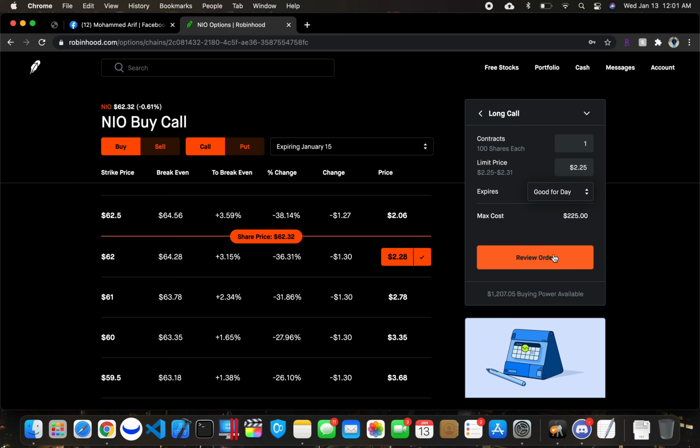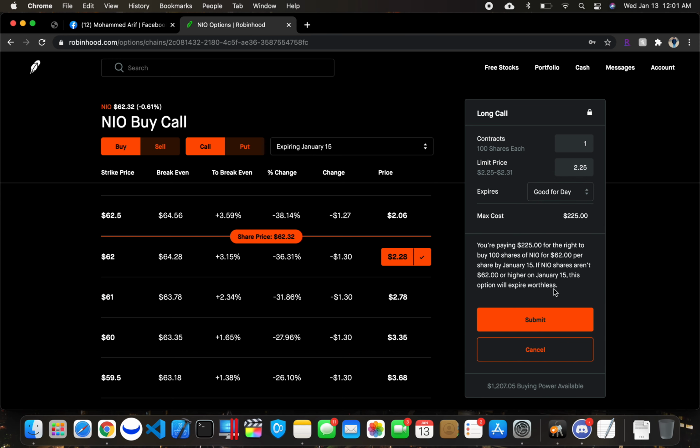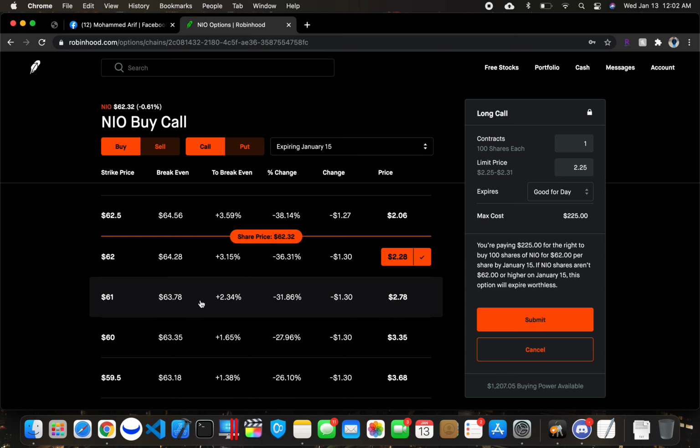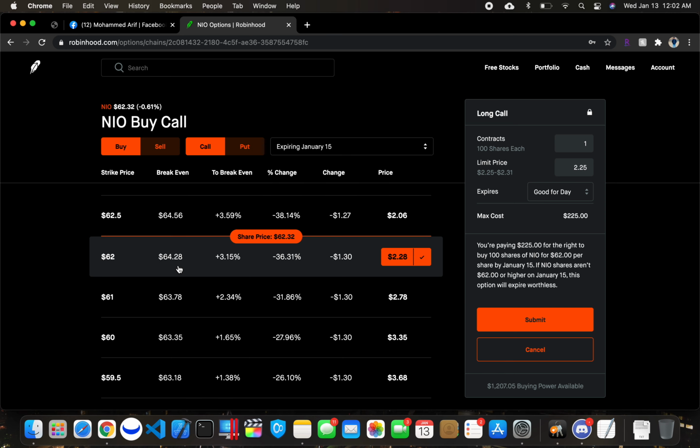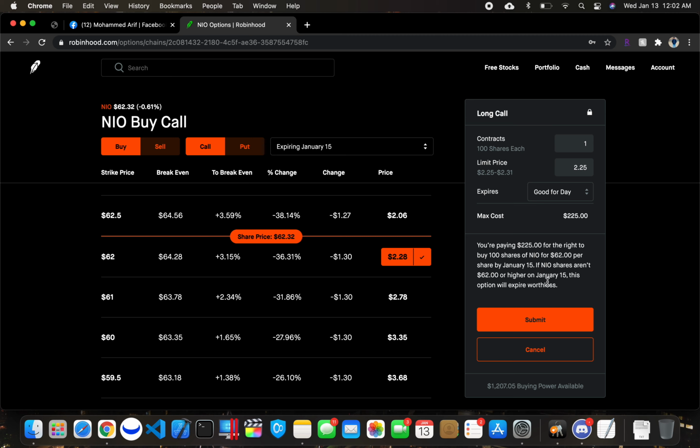So if we go ahead and click on review order, we can submit the order, and you can see here you're paying $225 for the right to buy 100 shares of NEO at $62 per share by January 15. And this is very important. If NEO shares are not at 62 or higher on January 15, this option will expire worthless. What does that mean? Meaning, if NEO doesn't hit $62, which it is not right now, your option will expire worthless, meaning you lose all your money.